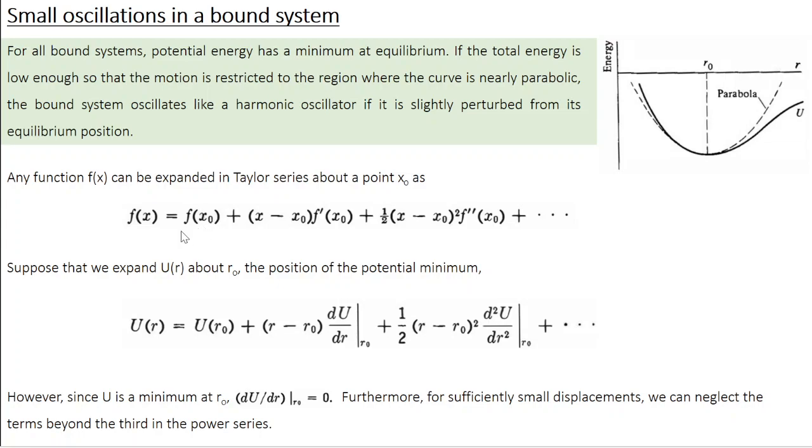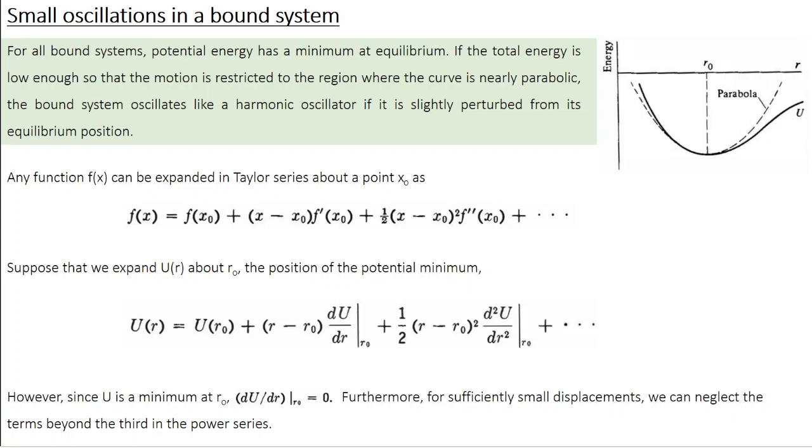So the Taylor series goes like this: f of x equals f of x naught plus (x minus x naught) f prime of x naught, where f prime is the first derivative, df by dx at x equal to x naught, plus half (x minus x naught) squared f double prime of x naught, where f double prime is the second derivative. Then you have one by three factorial (x minus x naught) cubed f triple prime of x naught, etcetera. So this is true for any well-defined function.